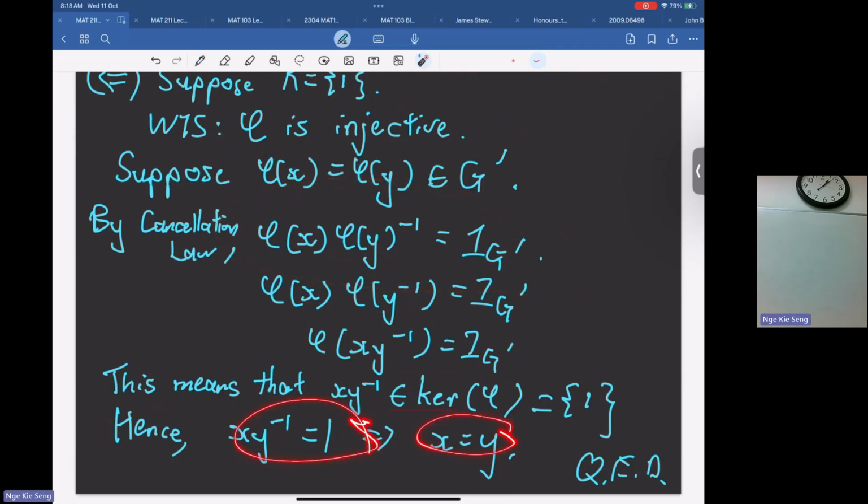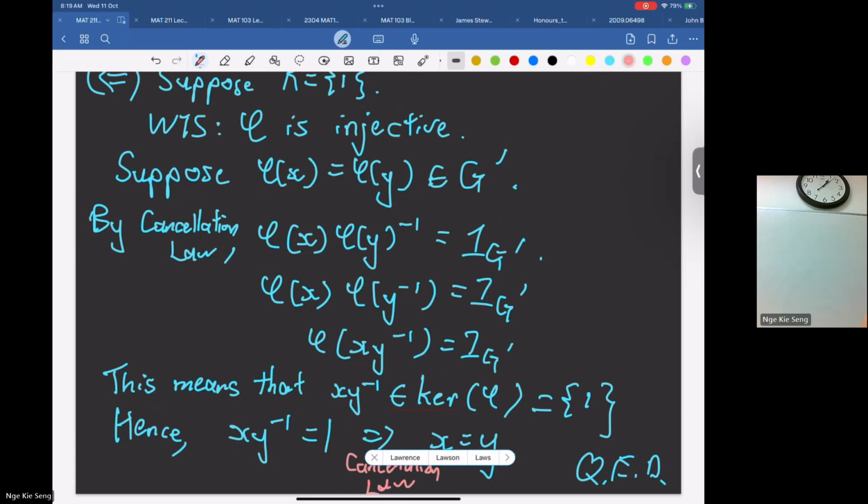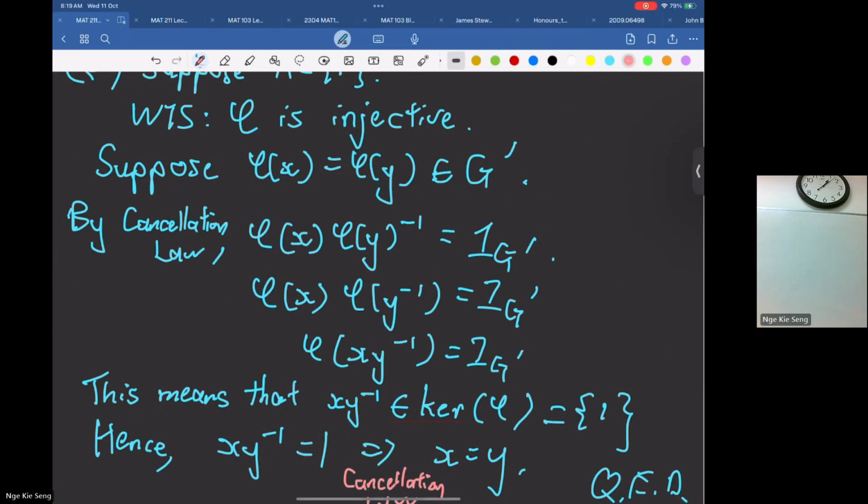Yes, to be precise, you use cancellation. So you can use the cancellation law. Okay, what did I say just now? Injectivity of a group homomorphism is equivalent to the kernel containing only the identity. So you just need to check the kernel is the identity, a singleton set containing the identity.